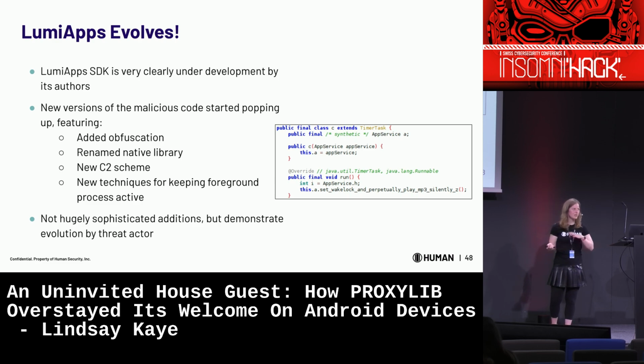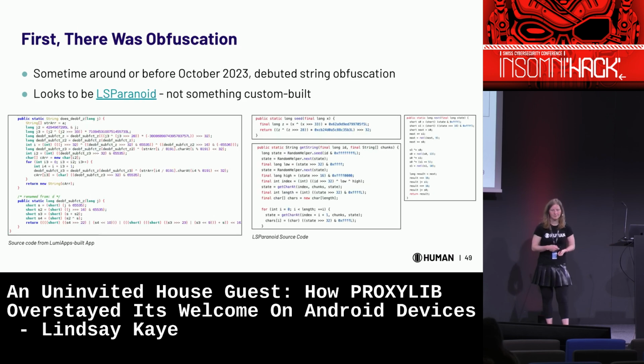They took the native library and they renamed it, because maybe PROXYLIB was too suspicious. Maybe that's how we were catching them. Rename it to something else. They have a new command and control scheme, so a little bit more complex there. And they have a new technique for how they keep the foreground process active, making sure that it's not killed by the system or battery saver. None of these were super sophisticated additions, but they do definitely demonstrate that the threat actor is in fact evolving their techniques. So first, what this obfuscation looked like.